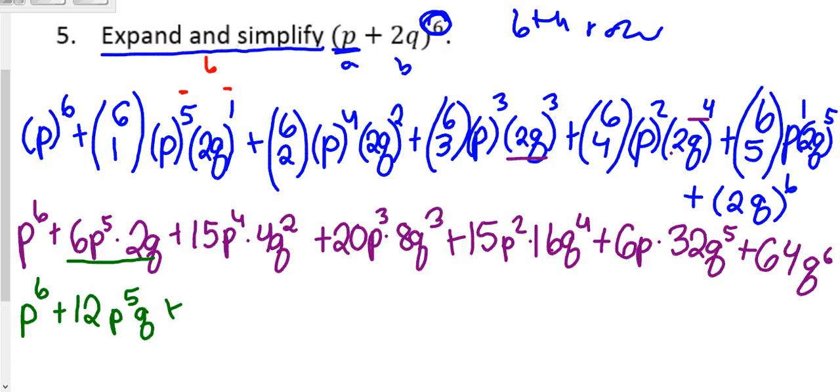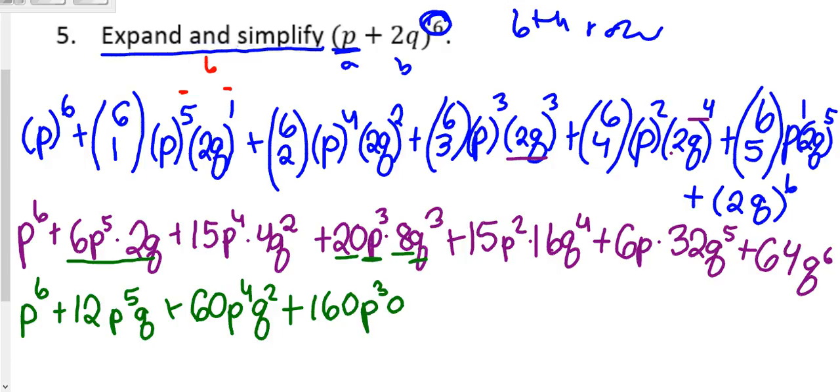Plus, we have 15 times 4. So we'll get 60. P to the 4th, and q squared. Bring those variables down. Plus, now we have 20 times 8, and the p and the q will go on the end. So 20 times 8 is 160. P cubed, q cubed. So both of those are cubed.